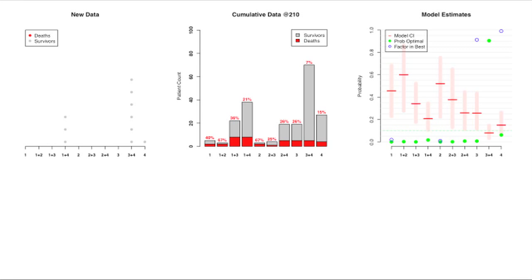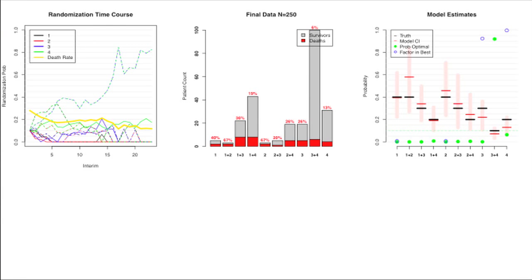We run this out, and again, I talked about this being perpetual, so I run it out to 250 patients. You can see in this situation we have about 100 patients out of the 250 that were given 3 plus 4. We got a great deal of information on that. We saw 4. We saw 1 and 4 together quite a bit as well. Any regimen with 4 in it got a lot.